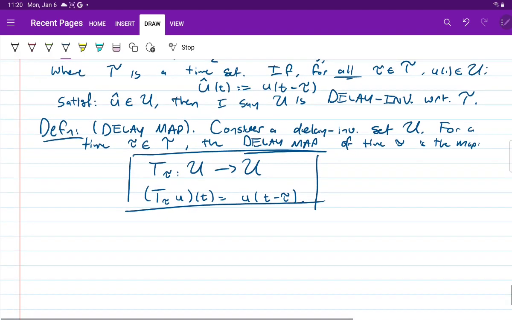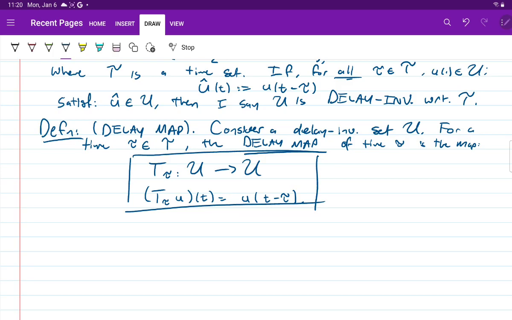So what this delay map does is it takes any input signal, or just any signal rather, in this delay invariant set, and it just delays it by a time tau. So what I want to emphasize real quick here is I take any signal in this set U, I shift it back by an amount tau, and what I get is the result of applying this delay map.